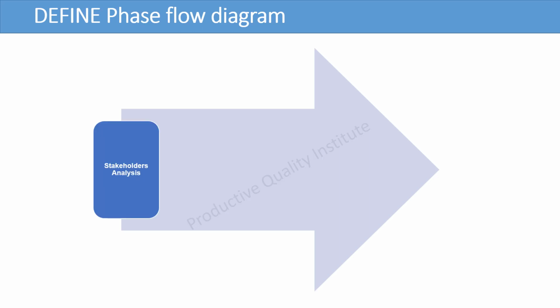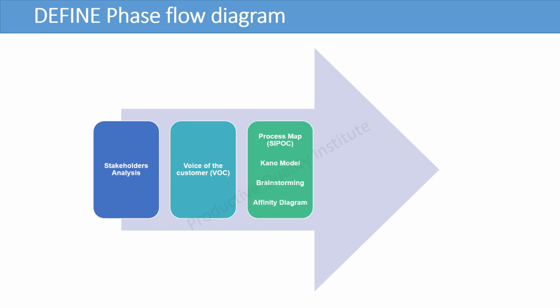The Define phase starts with stakeholders analysis, then the customer complaints and requirements are defined through the voice of the customer. After that, several tools are used to define the problem clearly: process map, SIPOC, Kano model, brainstorming, affinity diagram.